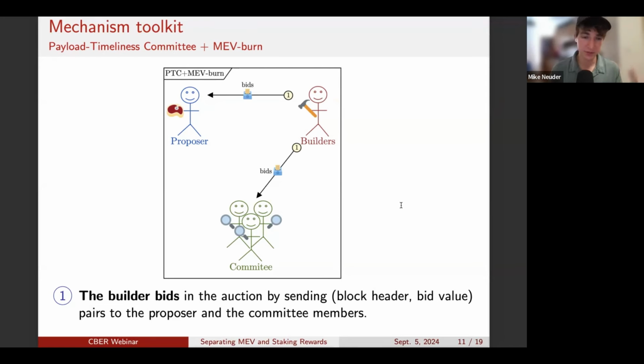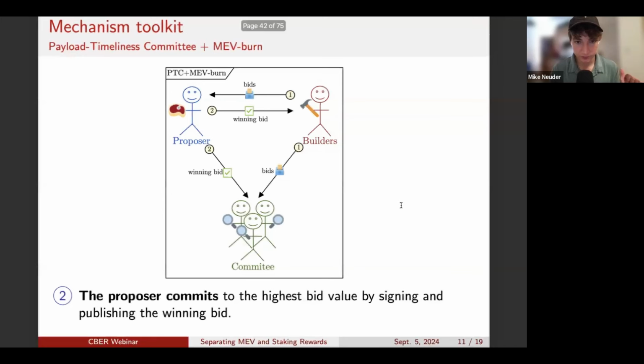The builders participate in this auction by sending their bids both to the committee member and to the proposer. The proposer does this winning bid signature thing. This is very much in line with what was done previously, where there's this commit reveal phase. So the proposer commits to something and then the builder reveals it. The commit reveal before was handled mostly by the relay, but in this context, we try and do it just through the protocol itself. So we don't have these trusted relays sitting as middlemen.